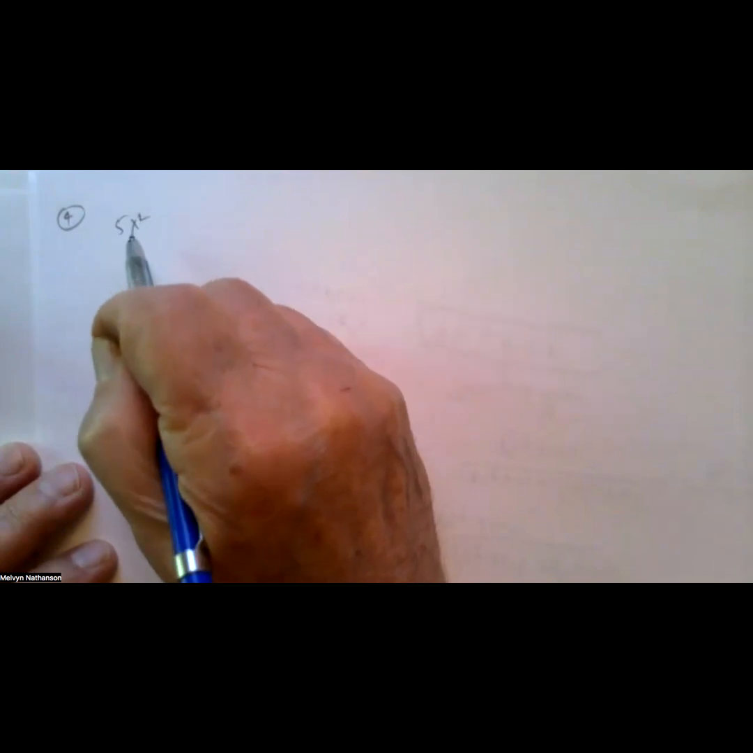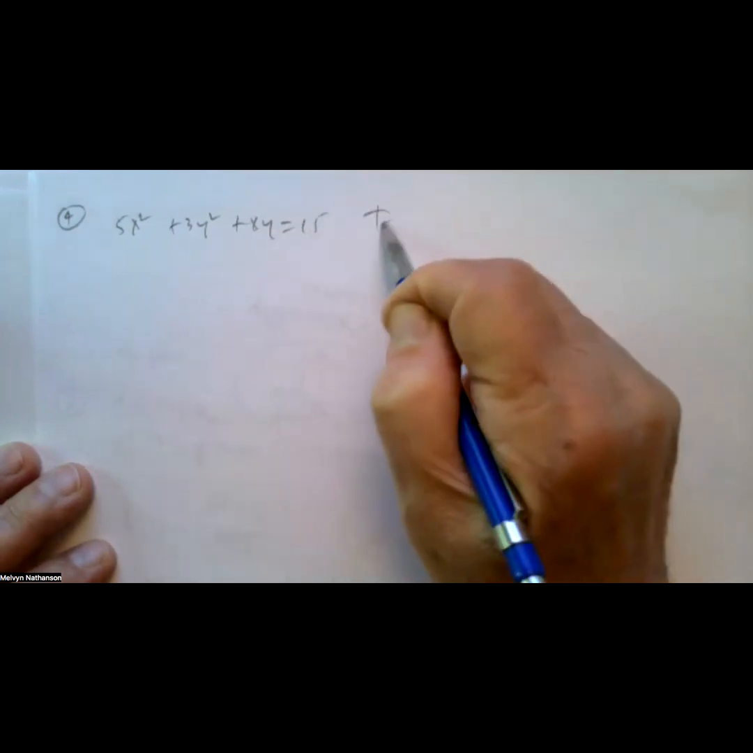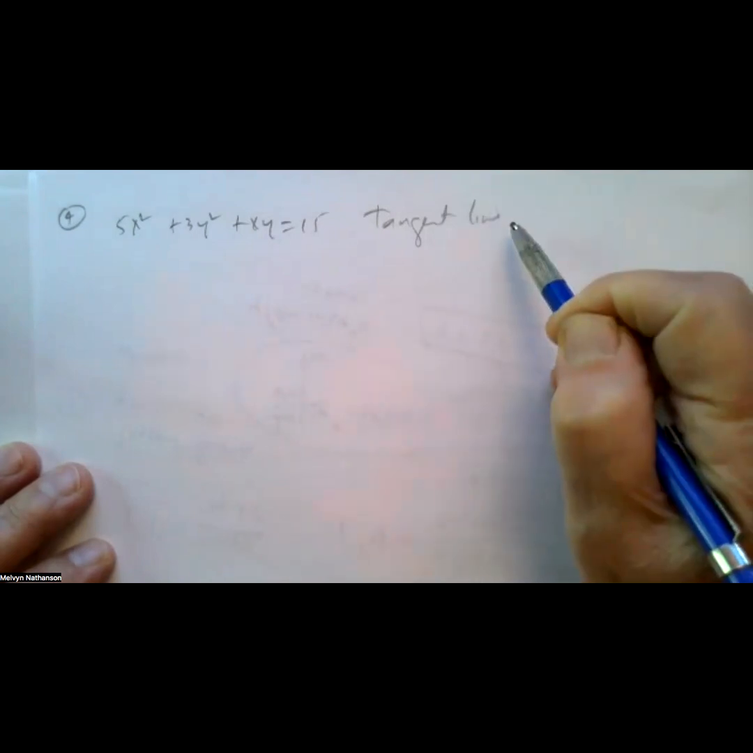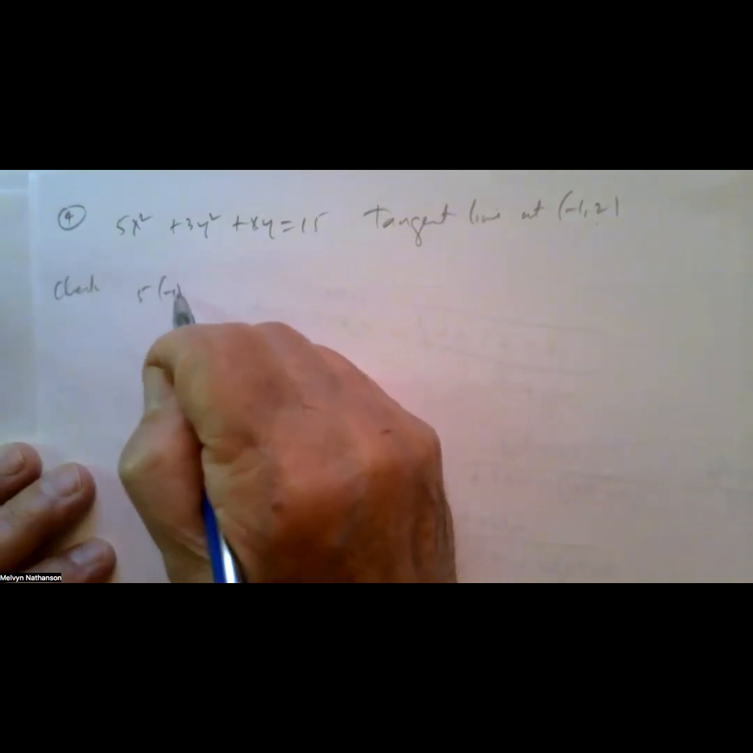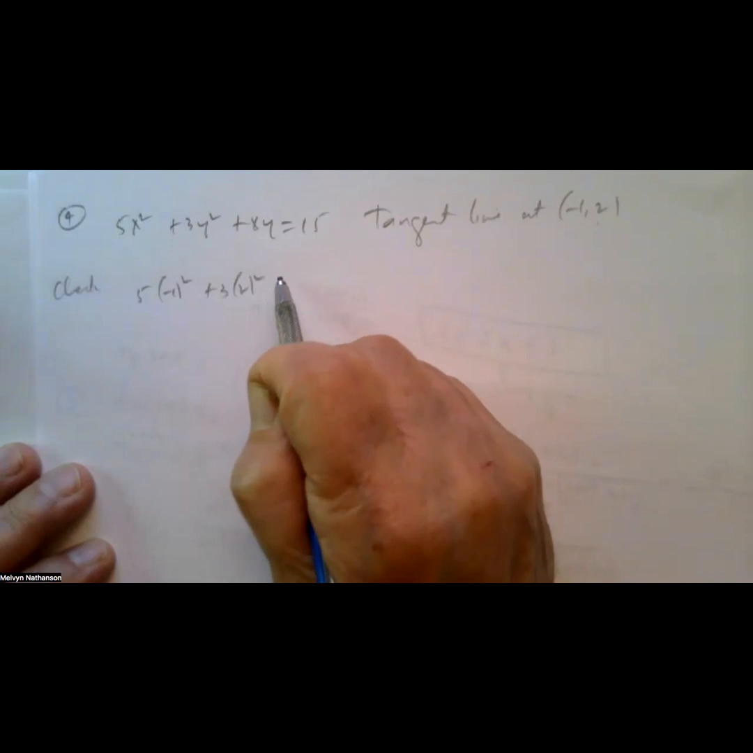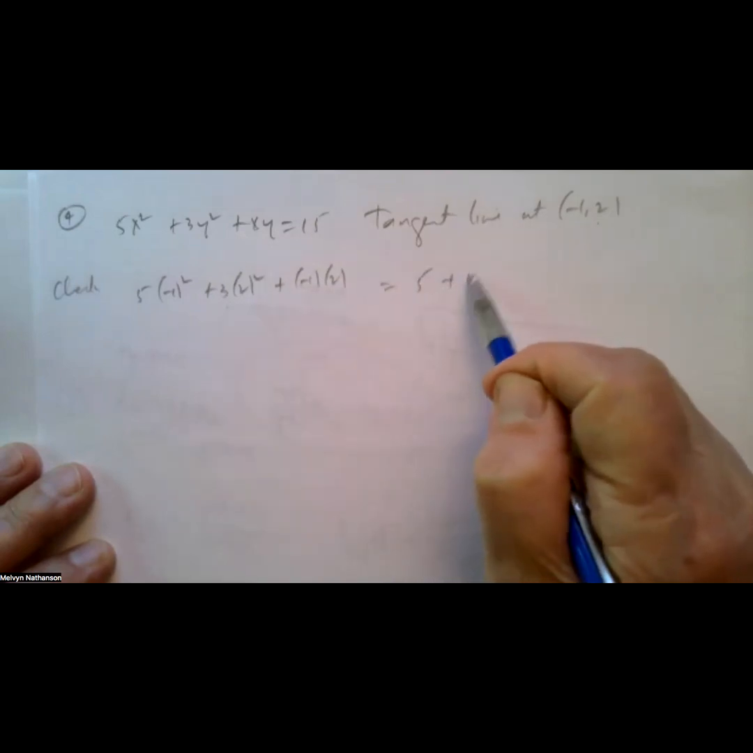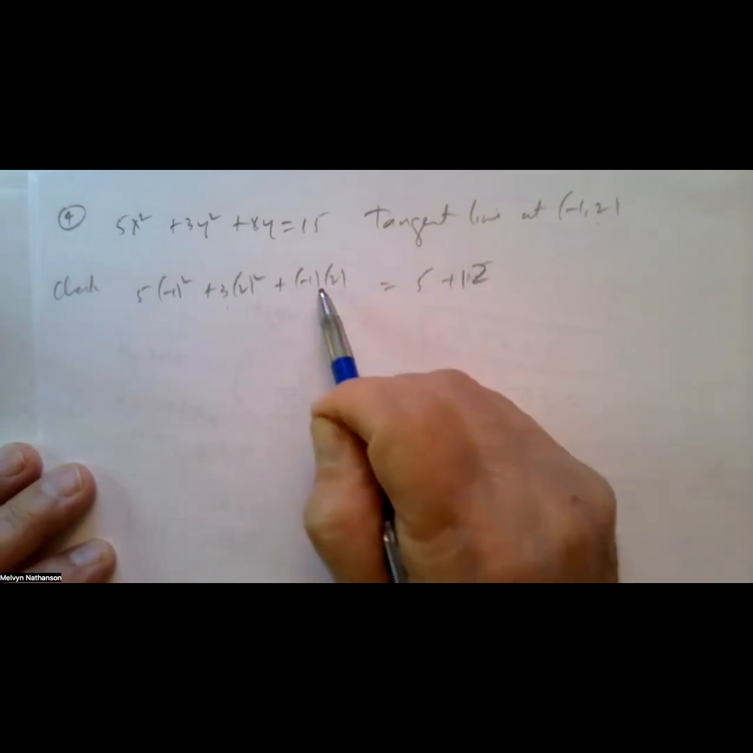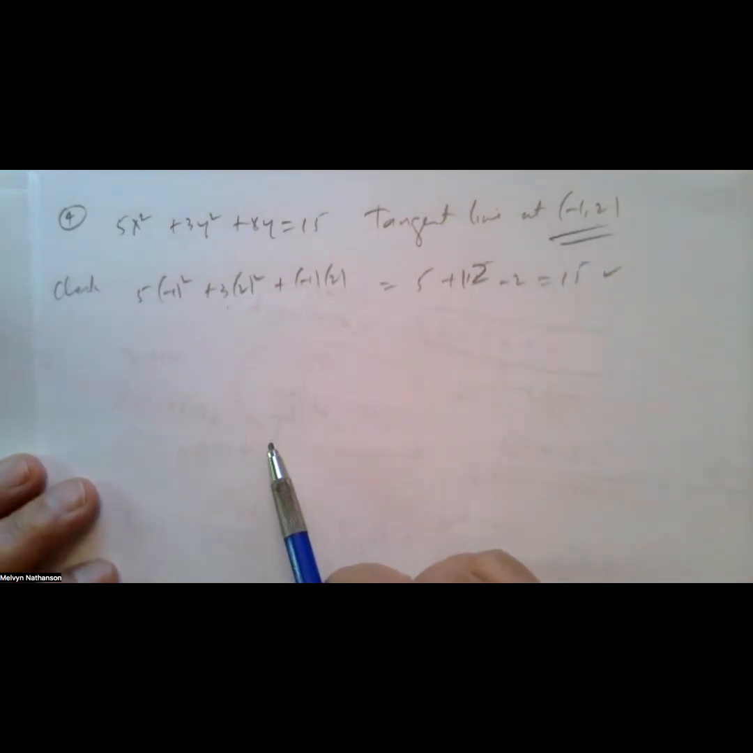Problem 4, we also want to find a tangent line to a curve. The curve is given by the equation 5x squared plus 3y squared plus xy equals 15. And we want to find the tangent line at the point -1, 2. And you can just check. When x is -1 and y is 2, you get 5 times -1 squared plus 3 times 2 squared plus -1 times 2. That's equal to 5 plus 12 minus 2. 17 minus 2 is 15, so that checks. So this point definitely lies on the curve.